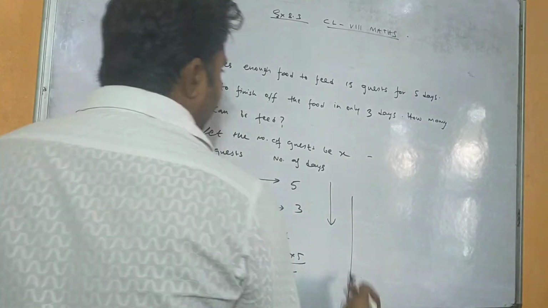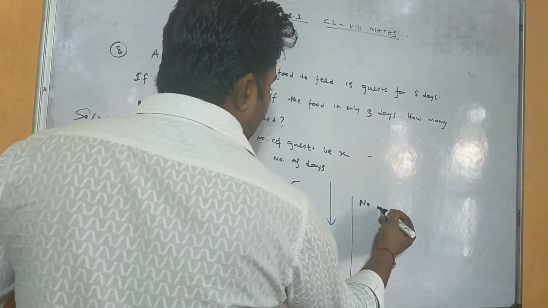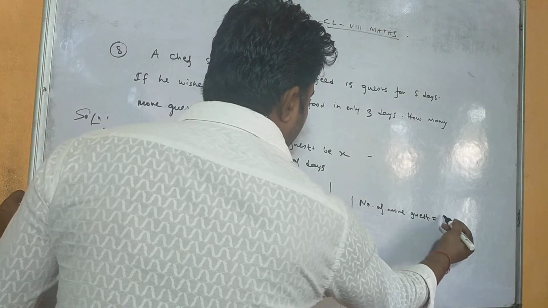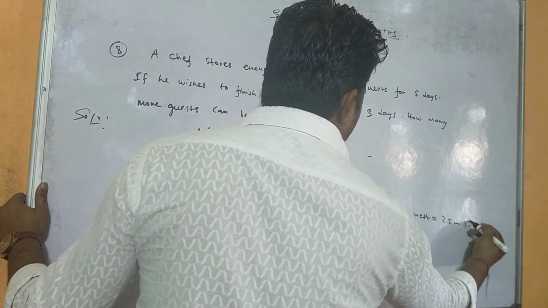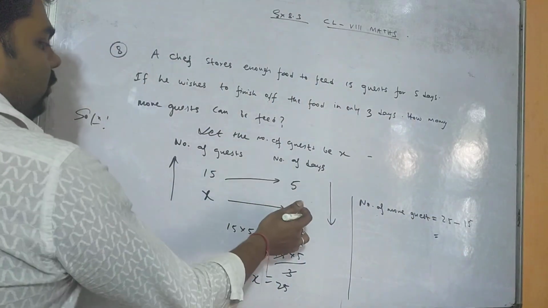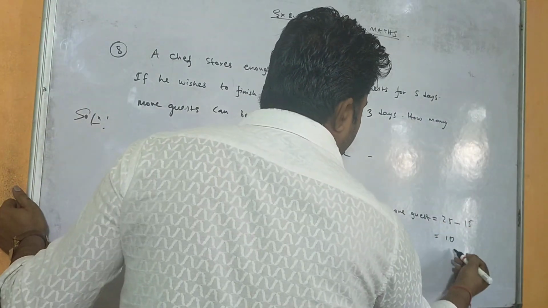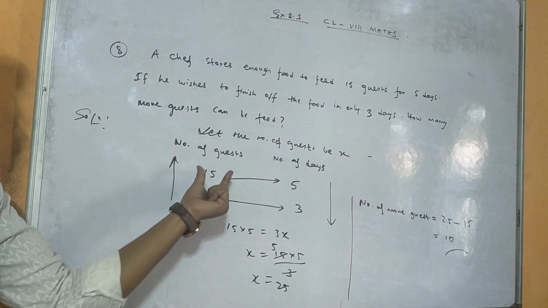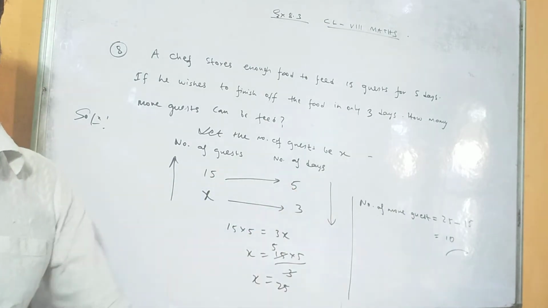So what is the question? How many more guests can we feed? Number of more guests equals 25 minus 15. Initially it was 15. So for running for 3 days, how many guests came? 25. That is 25 minus 15, that is 10. 10 more guests. Initially it was 15 guests. If I call 10 more guests, then the food will finish in 3 days, not in 5 days.